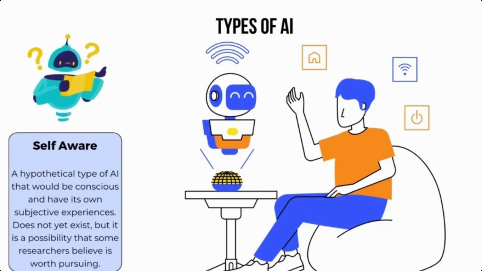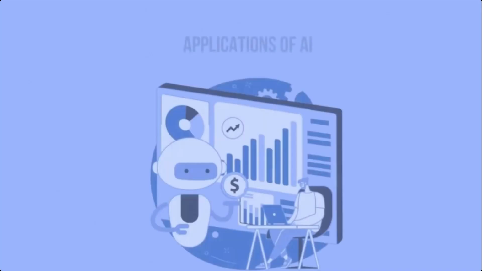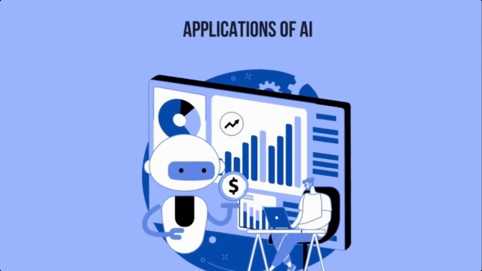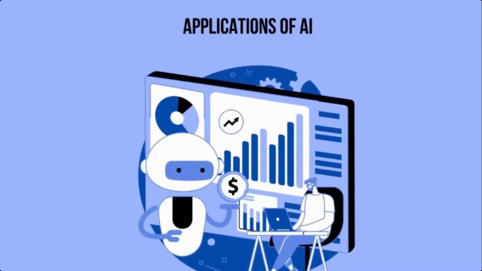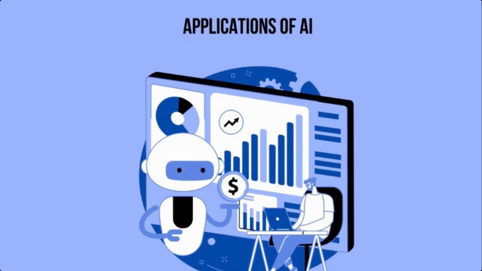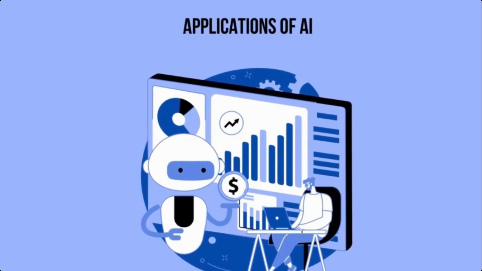Now, let's dive into applications of AI. Artificial intelligence is not just about imitating human capabilities, but also about augmenting our abilities and enhancing efficiency in many different areas. From transportation to healthcare, financial services to customer support, and education to entertainment, AI's potential seems to be limitless. Here are some examples of how AI is being used today.